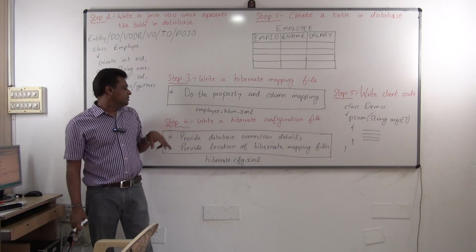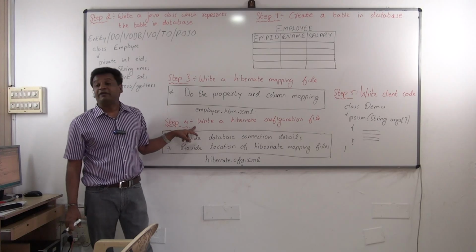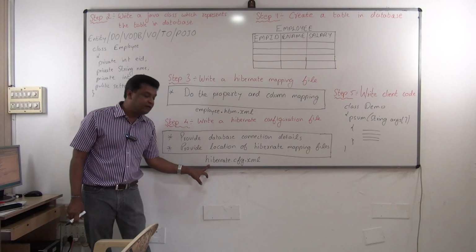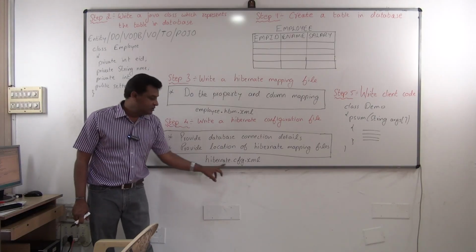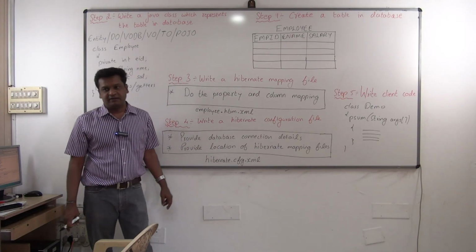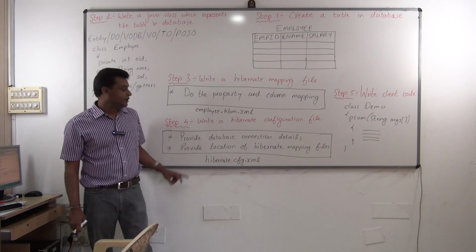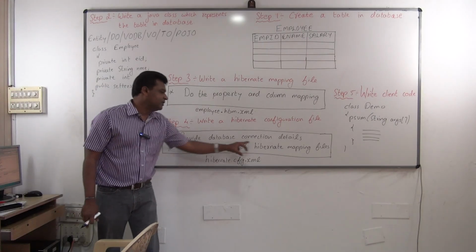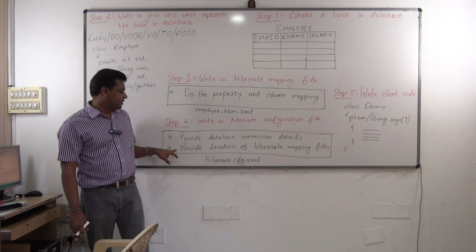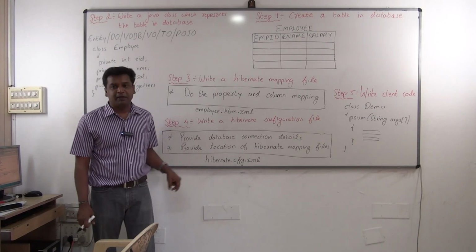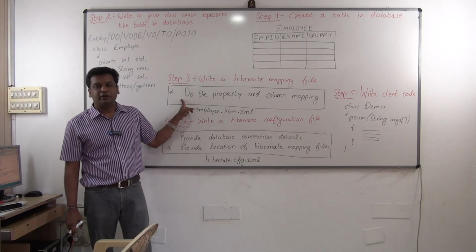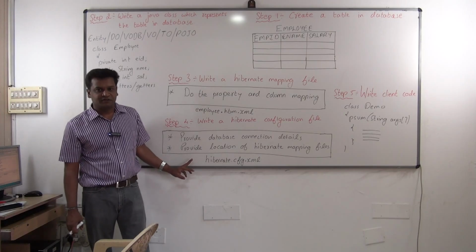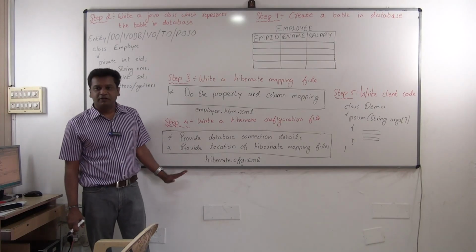Clear? So then after doing that, step number 4, you have to write a configuration file. This is called the Hibernate configuration file, and the name of the file will be hibernate.cfg.xml. That's the name you have to give, it is mandatory. And in this file we provide some information. What information we provide? We provide database connection details, and we provide the location of Hibernate mapping files. You'll see these files now, employee.hbm.xml file, the location of these files will be specified in this configuration file. So that is step number 4.